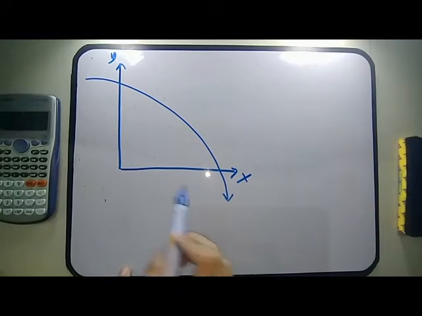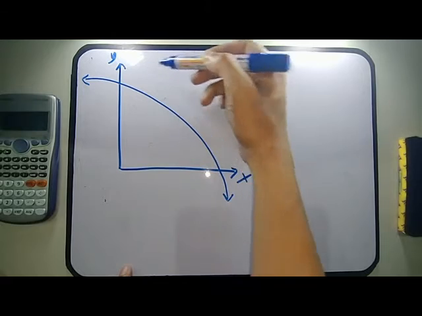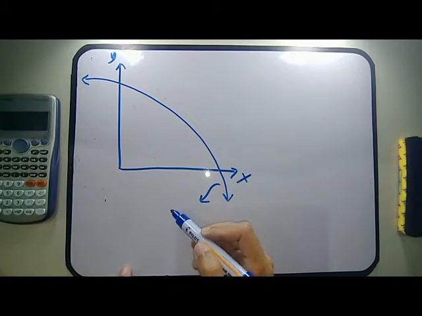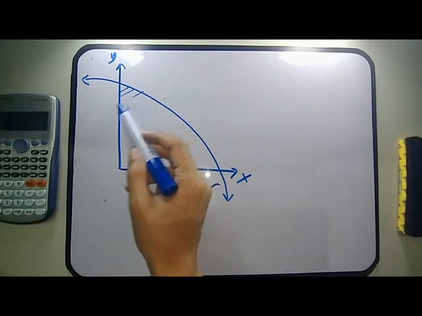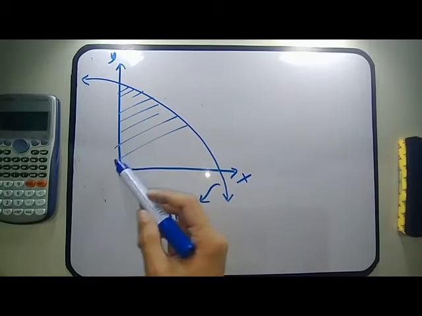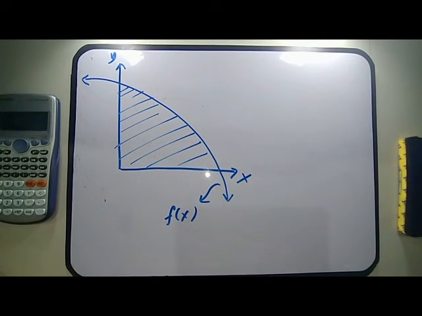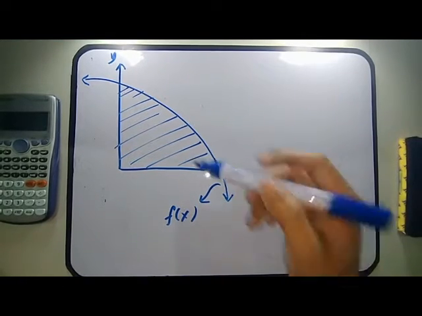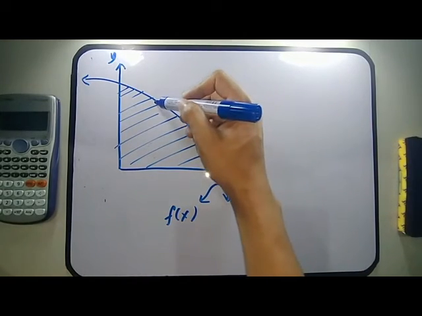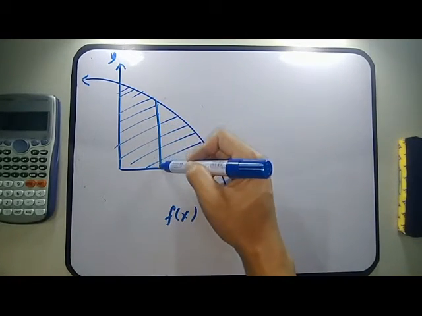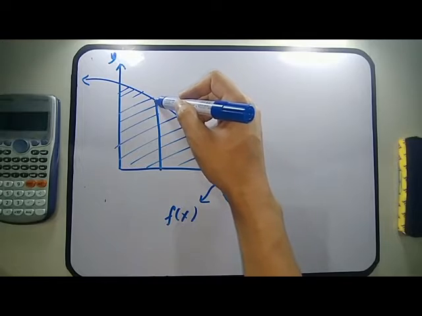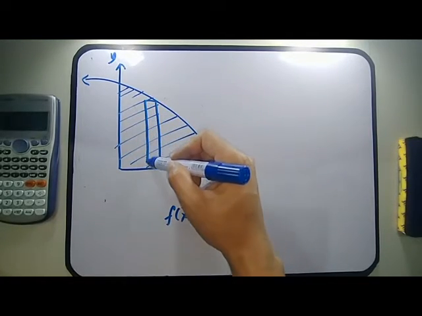So we have this curve that touches the y and x axes. We have an area here bounded by those axes, and we are required to find this area. The first step is to get a rectangular strip, a strip that actually touches all those boundaries. So this is a rectangular strip.